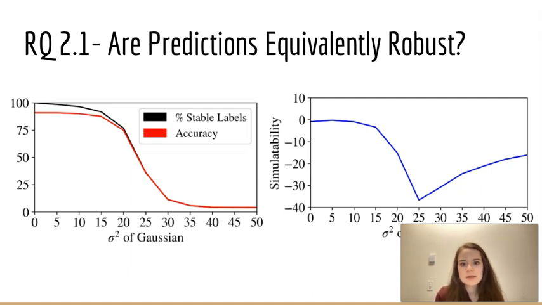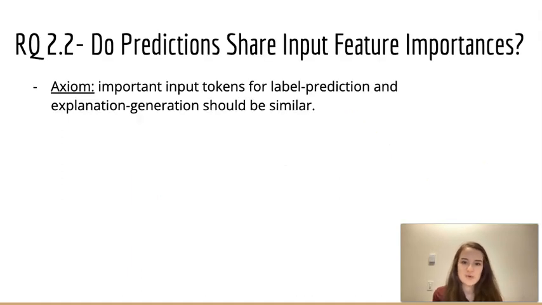Here are the results for ESNLI. On the left, we have a graph showing the percent of stable labels and the accuracy of the model at the task at different levels of sigma squared. Here we observe that the inflection point happens around a value of 25. Similarly, on our automated metric of rationale quality, simulatability, we observe that the function minimum also occurs at a value of 25.